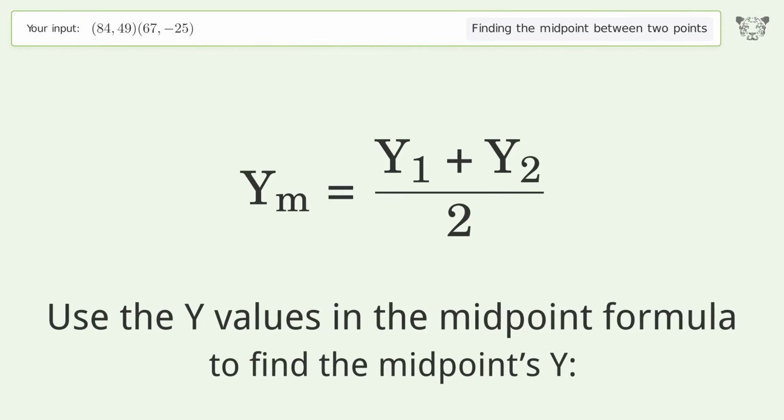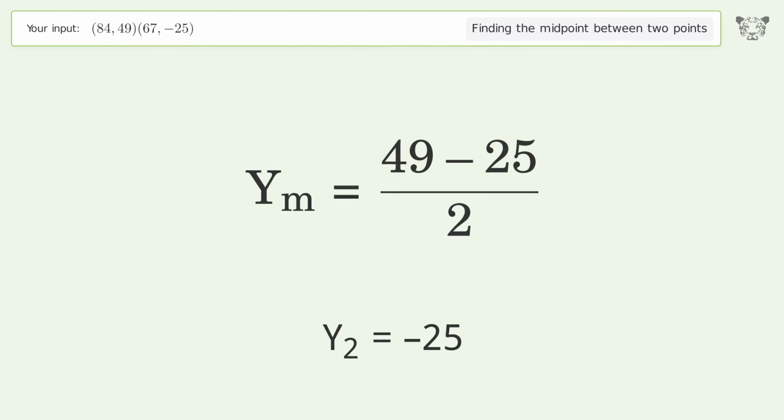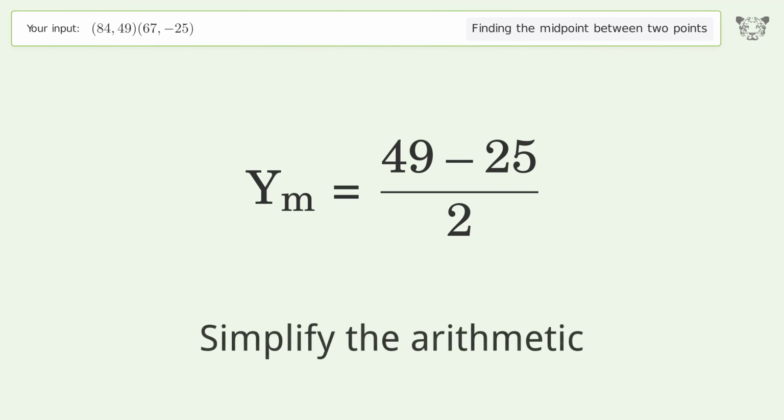Use the y values in the midpoint formula to find the midpoint's y. y1 equals 49. y2 equals -25. Simplify the arithmetic.